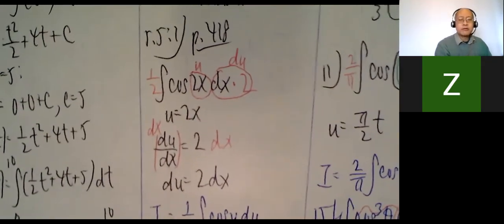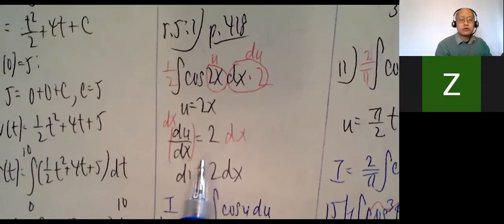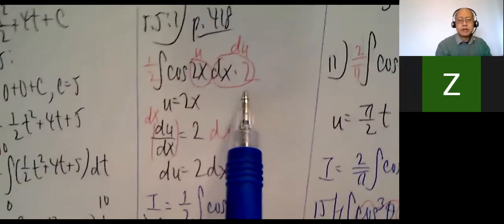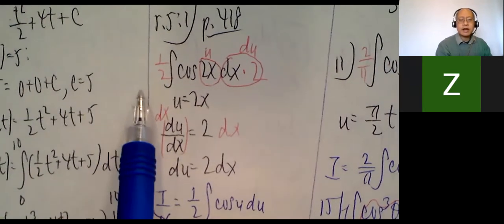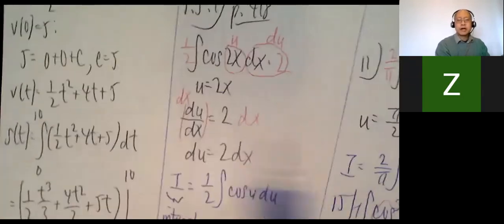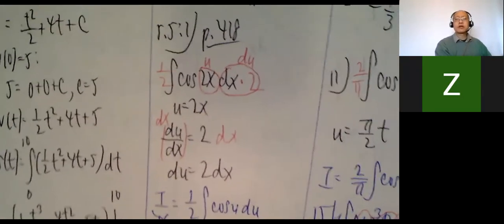Okay, so that means in order for me to substitute, I need 2dx. There's no 2 in there. So I simply put a 2 inside and a 1/2 outside. 2 times 1/2 is 1, right? I've multiplied my expression by 1, so I get an equivalent expression.